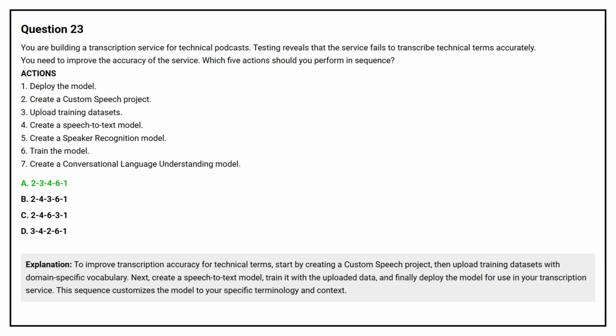To improve transcription accuracy for technical terms, start by creating a custom speech project. Then upload a training dataset with domain-specific vocabulary. Next, create a speech-to-text model. Train it with the uploaded data, and finally deploy the model for use in a transcription service. This sequence customizes the model to your specific terminology and context.